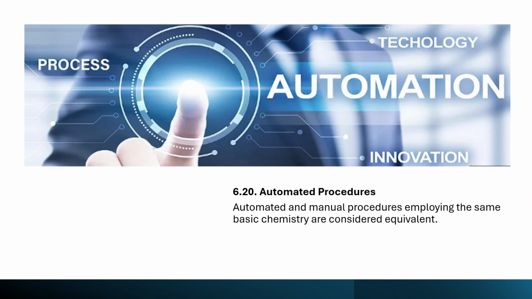Next is 6.20, that is automated procedures. Automated procedures and manual procedures that use the same basic chemistry are considered equivalent, right? That means if you are following a manual procedure for a testing process or other activities in a regulated environment, and in place of the manual procedure you adopt an automated system, then both procedures should produce the same results, right? Whenever you adopt an automated procedure that gives the same results as the manual procedure, both the manual and automated procedures should be considered equivalent.